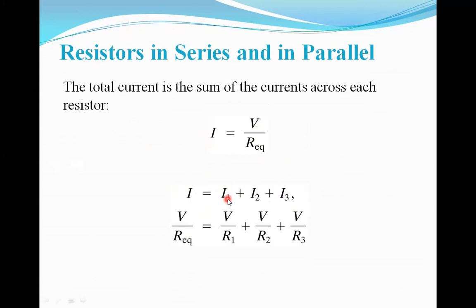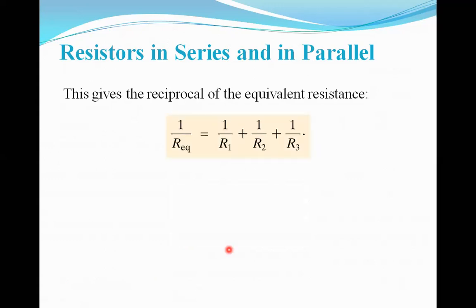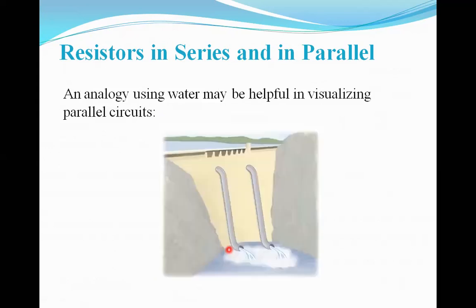So what is I1? I1 should be equal to V by R1. I2 should be equal to V by R2, and I3 should be equal to V by R3. So it means that for the resistances connected in parallel, 1 by R equivalent is equal to 1 by R1 plus 1 by R2 plus 1 by R3. So this is what you can see: the reciprocal of the equivalent resistance is given by this equation.